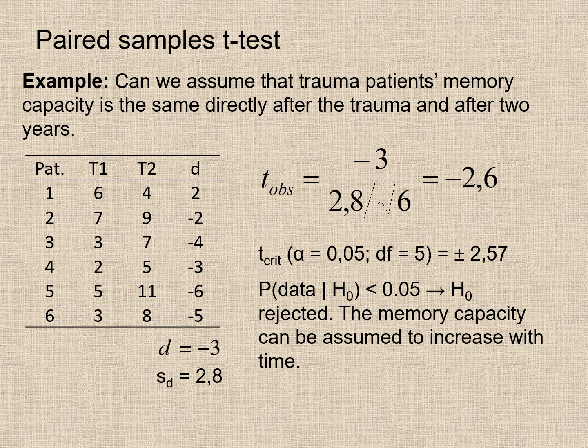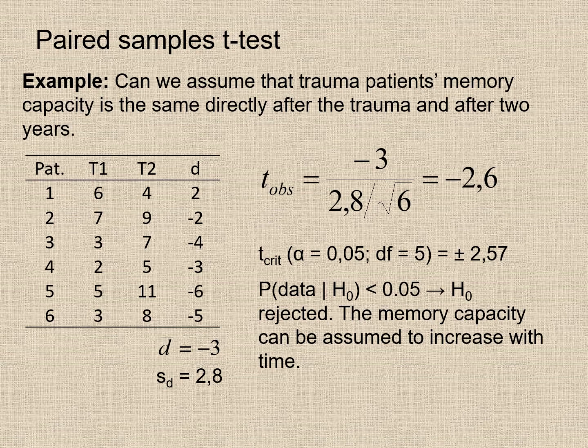Okay, so what conclusion do we draw? Well, because 2.6 is outside the range from minus 2.57 to plus 2.57, we are allowed to reject the null hypothesis. So we reject the null hypothesis. We claim that the memory capacity is not the same directly after and 2 years after the trauma.